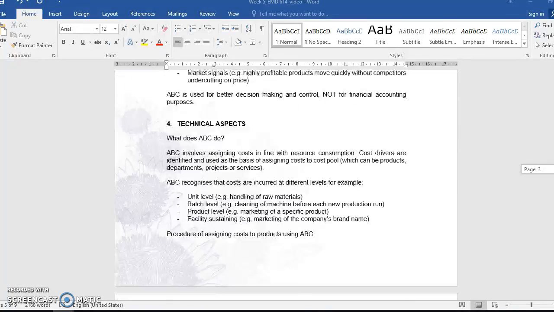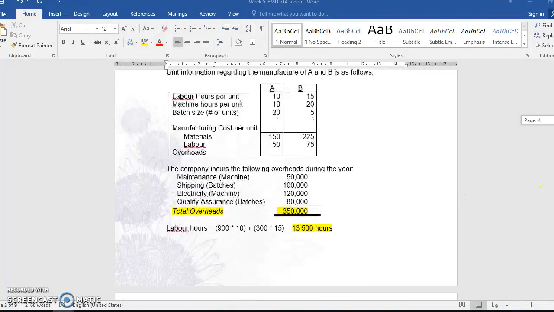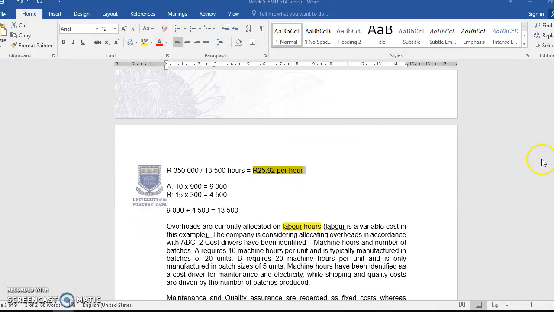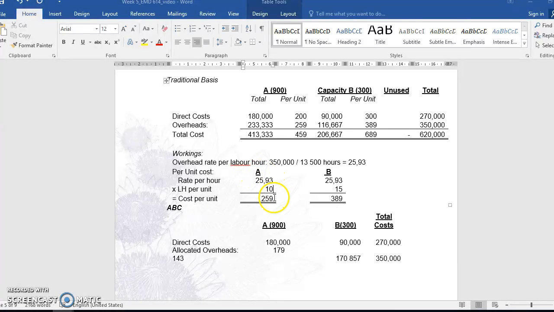Right, then the next step, if you go to the steps, is to allocate the overhead rate from step 2 to the products. Okay, so very importantly, this is 25 Rand 92 per hour. Now I need to allocate this to the products. So when I go to the solution, 25 Rand 92 or 93, just rounding, that's per hour, right? So each unit of A uses 10 hours. So for product A, for overheads, I'm going to allocate 259. This 259 is the 25 Rand per hour. Product A uses 10 hours per unit, so it will be 259 per unit. Product B, it's 25 Rand 92 per hour. Product B uses 15 hours per unit, so it will be 389 per unit.